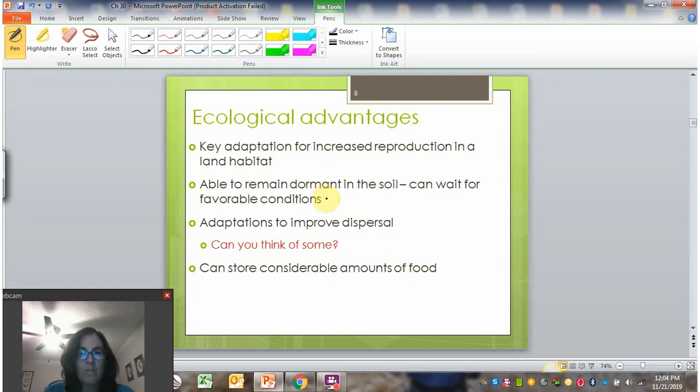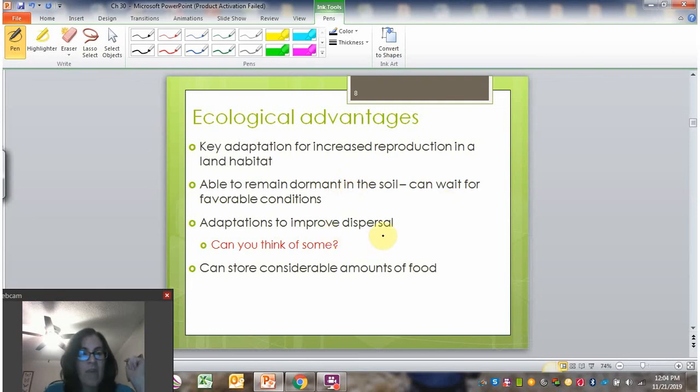Once the seed is formed, it can remain dormant in the soil. And so this allows seeds, once there's a reproductive event, to have a better chance of becoming new offspring. So again, increasing the number of offspring.